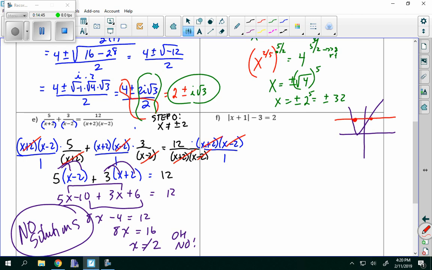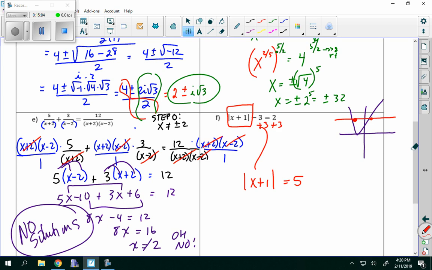So just like with all equations, you want to take the thing you're interested in solving for and get it all by itself on one side of the equation. So this is the absolute value of x plus 1 equals 5, because I'm going to add 3 to both sides.